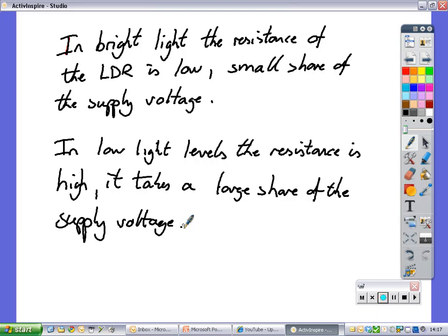Now we summarise all this in a little thing to remember, and it's called LURD, but I'm not going to give you that. I think you just need to remember this week. We just remember that if it's bright, then resistance is low. If it's dark, resistance is high.